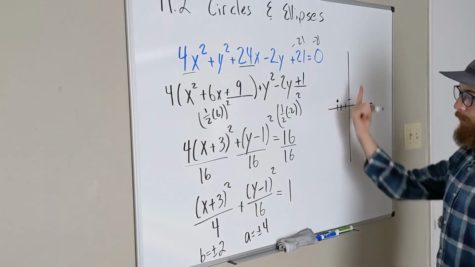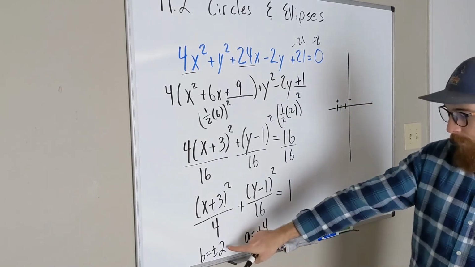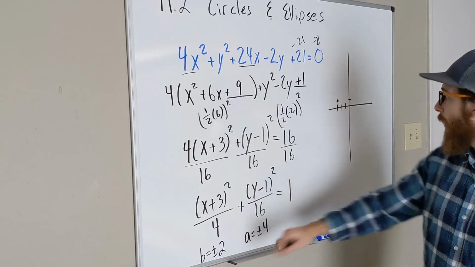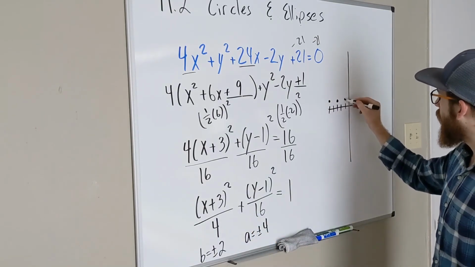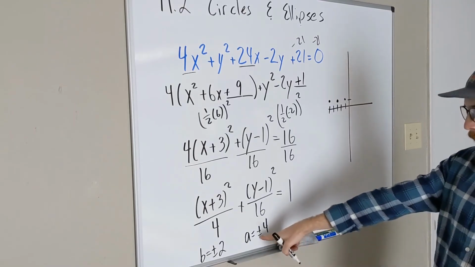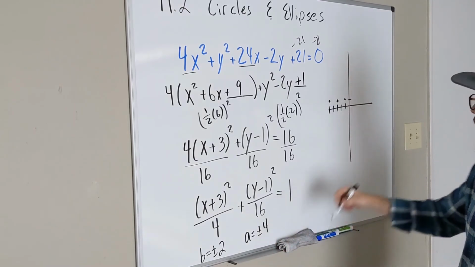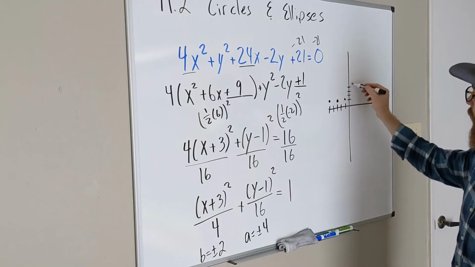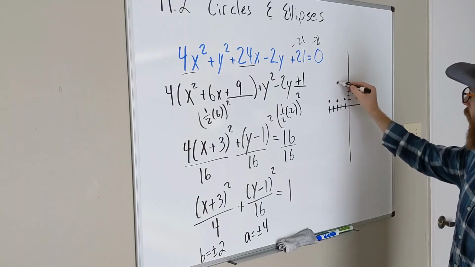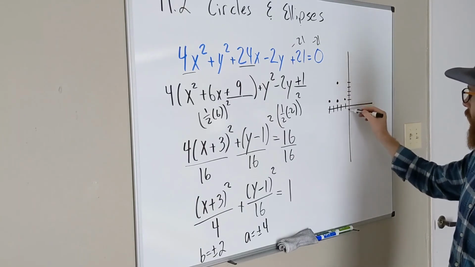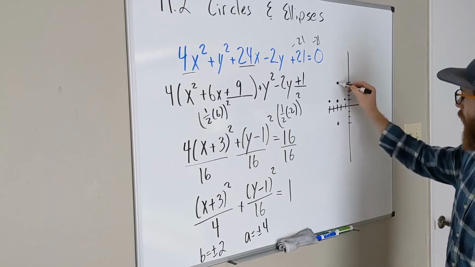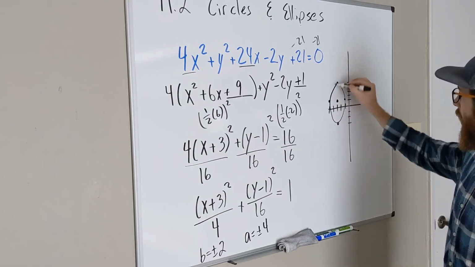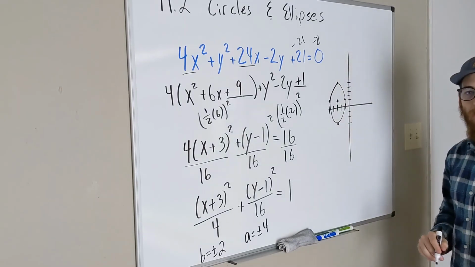Left 3, up 1. Now, for x, I need to go left 2 and right 2. So 1, 2, 1, 2. For y, I need to go up 4 and down 4. So 1, 2, 3, 4. 1, 2, 3, 4. And we have our ellipse.